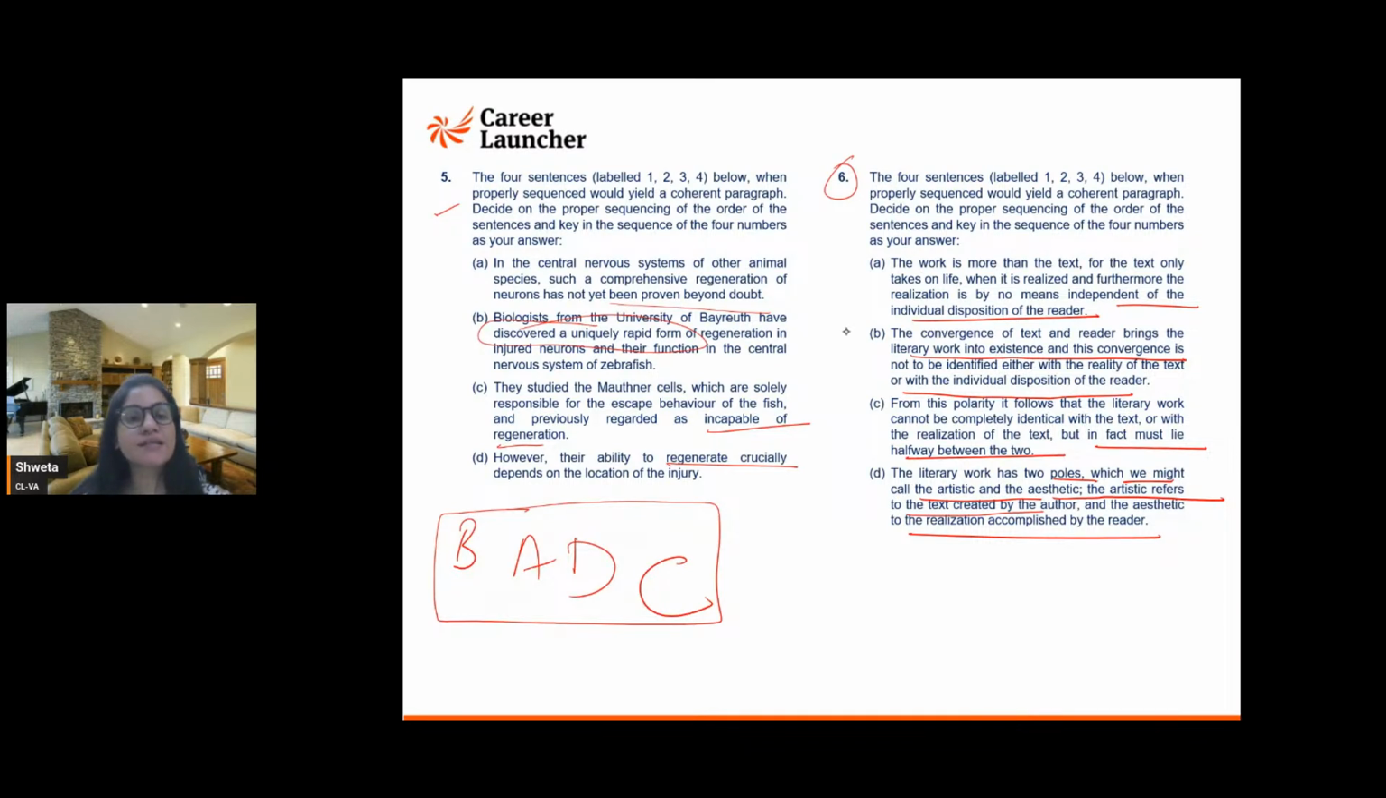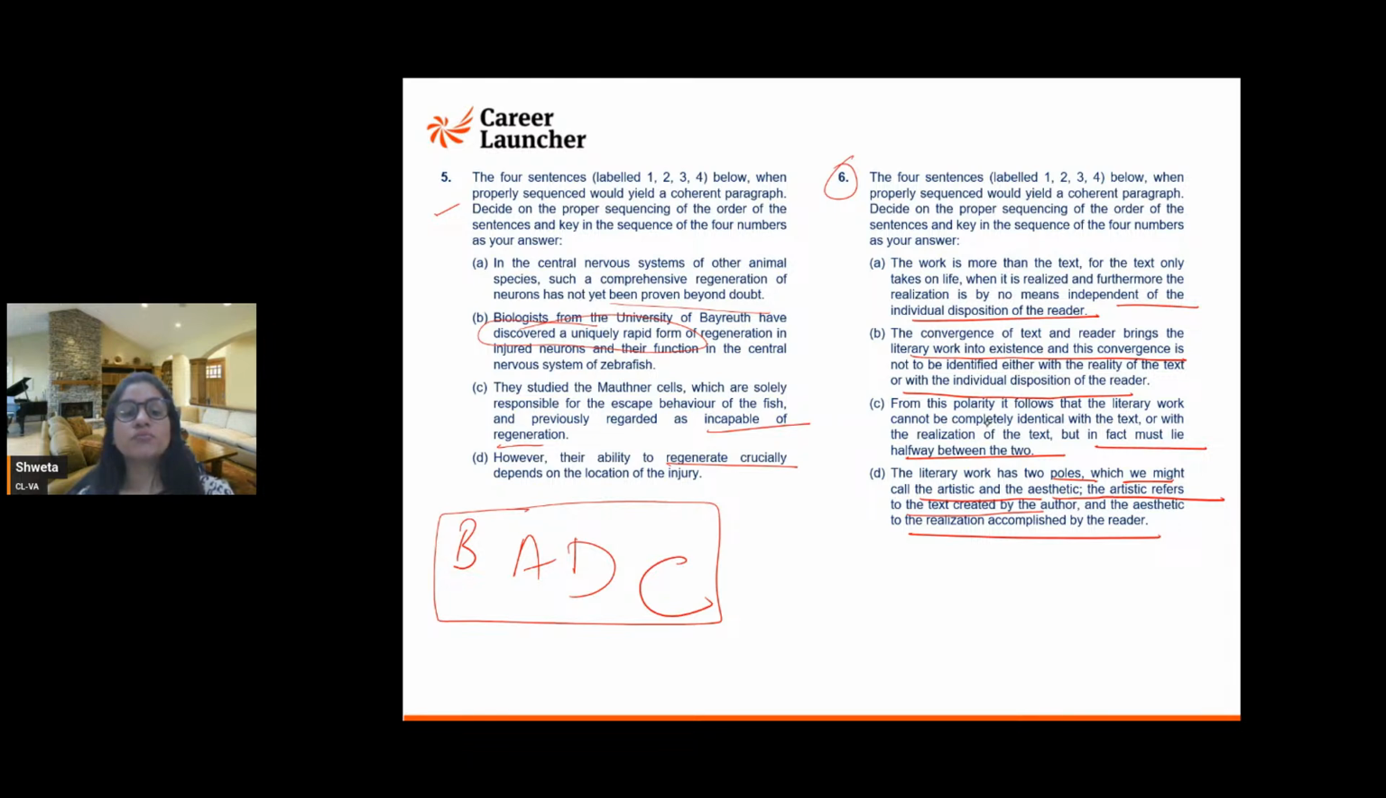So, what makes us come up with a different answer, guys? The work is more than the text, the convergence of the text and reader. From the polarity, it follows that the literary work cannot be completely identical with the text. The literary work has two poles, which we might call the artistic and aesthetic.